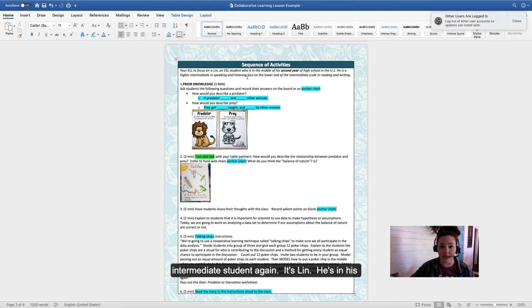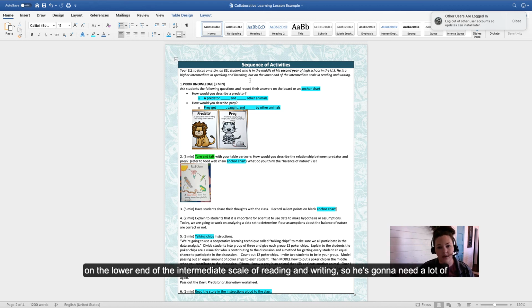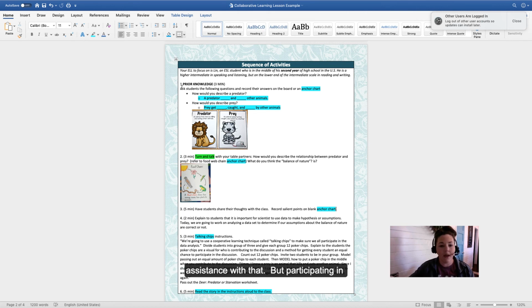It's Len. He's in his 2nd year of high school, and he's pretty good at the speaking and listening. He's almost to advanced there, but he's on the lower end of the intermediate scale in reading and writing, so he's going to need a lot of assistance with that. But participating in class discussion, he's pretty comfortable doing that with some support still.